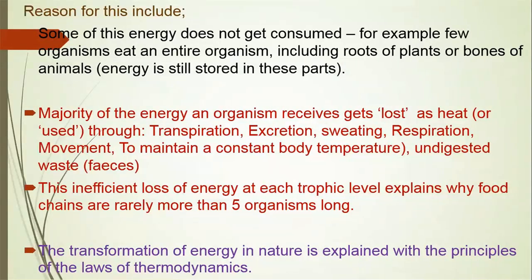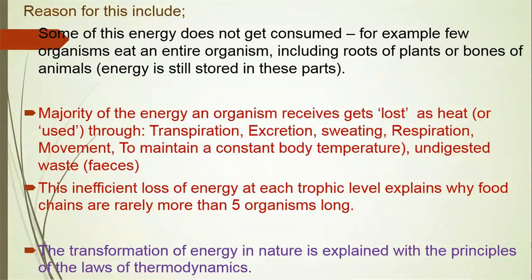So we can lose energy through transpiration, that is for plants, excretion and sweating for animals, and respiration in both plants and animals. You can use energy for movement, so during movement, energy too can be lost. Energy is used to maintain constant body temperature. Now, undigested food, the waste like feces, can also serve as a means through which energy can be lost into the environment.